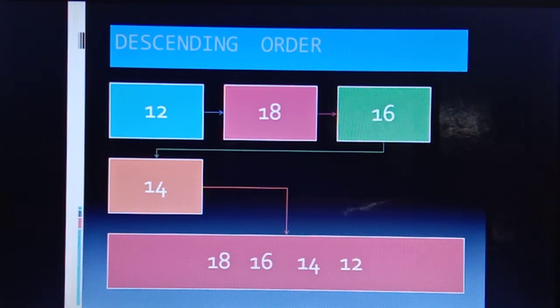Now we are left here with 2 numbers, 12 and 14. After doing the comparison following the same pattern, we find that 14 is greater than 12. So here on the screen you can see that the greatest number written is 18, smaller than that is 16, smaller than that is 14, and the smallest one is 12. So we followed the pattern of ascending order and written the numbers in descending order.